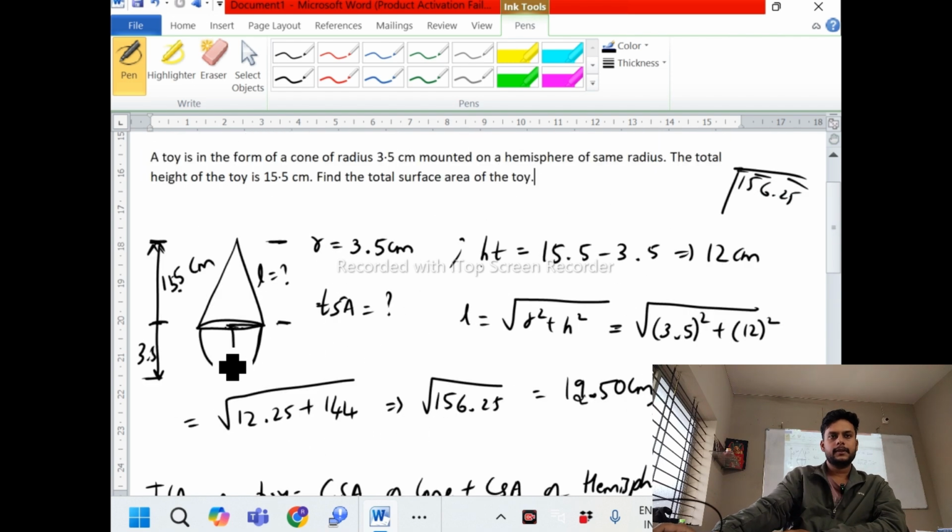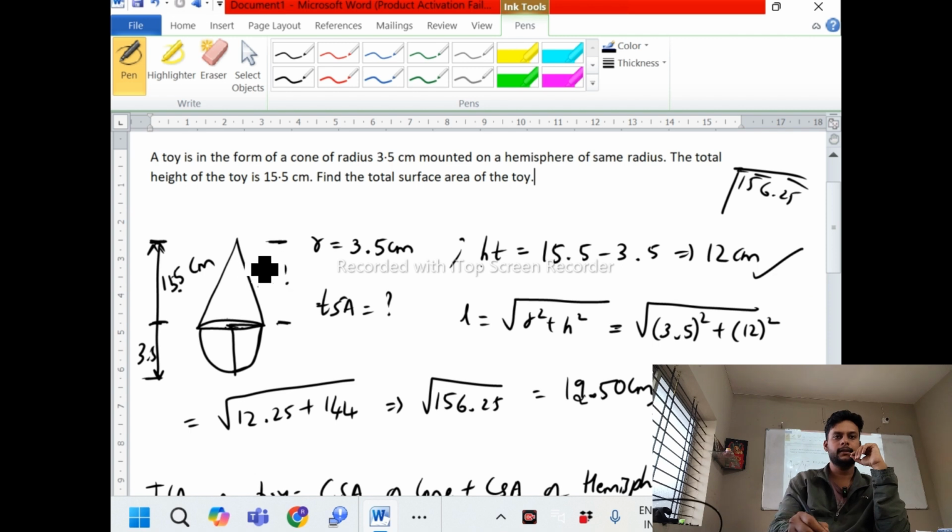Once again, first he has given me the radius of this hemisphere. So if this is the radius, this will become the height of the hemisphere. If this is 3.5, the total height of the toy was 15.5 minus 3.5. The height of the cone is 12 centimeter. First I found this height. Afterwards L: when I know height and radius, I should find L. L is equal to square root of R square plus H square. By doing this, I got L.